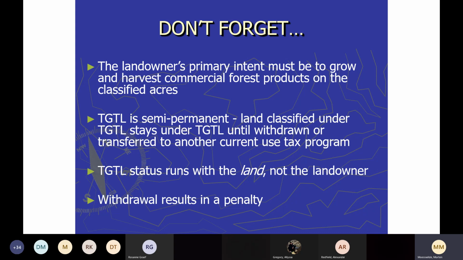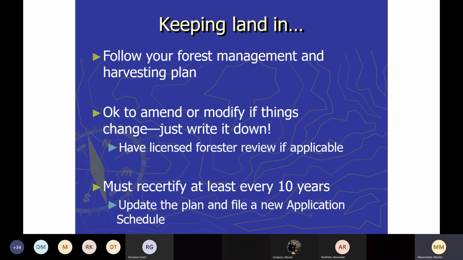So the tree growth status runs with the land regardless of whether there is a transfer of ownership, whether that's by inheritance or sale or gift or anything like that. And of course, as I mentioned, the withdrawal penalties can be substantial. So once your land is enrolled, it's fairly straightforward.